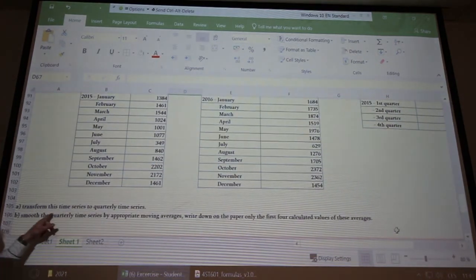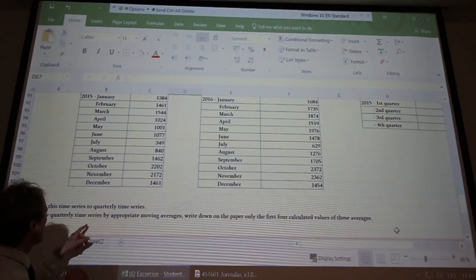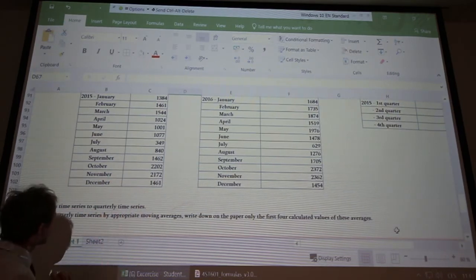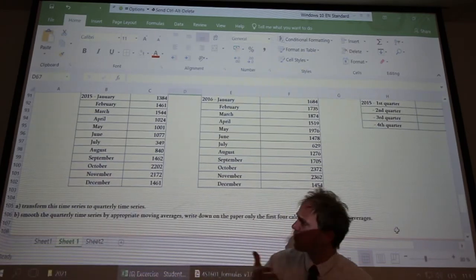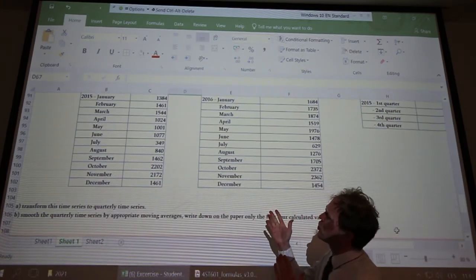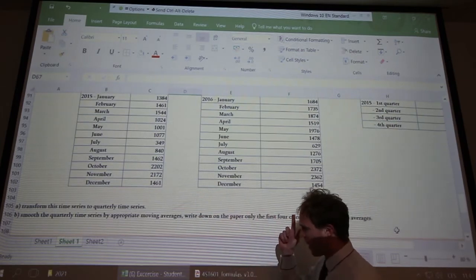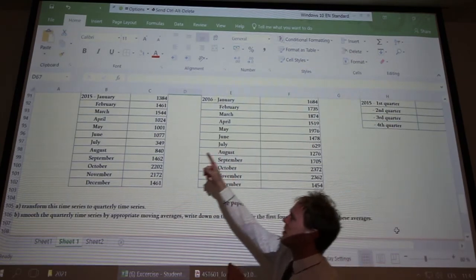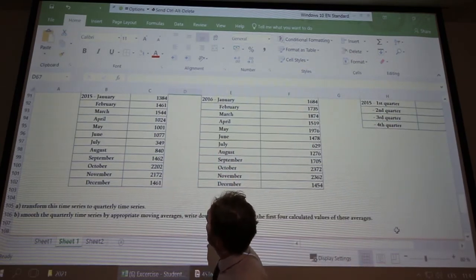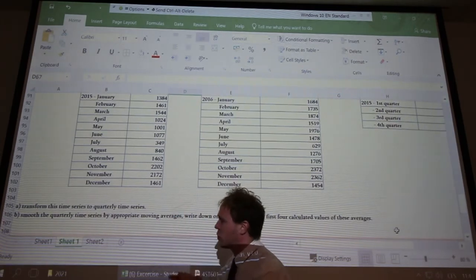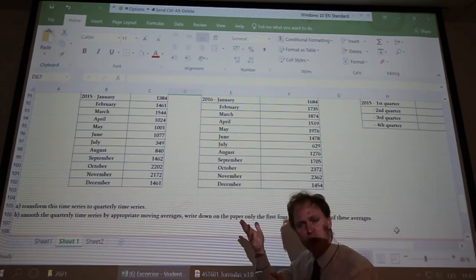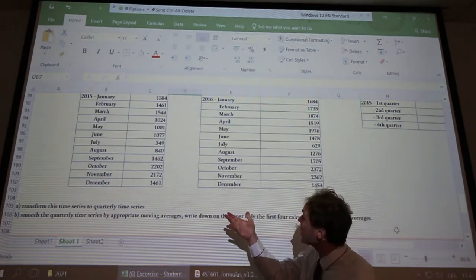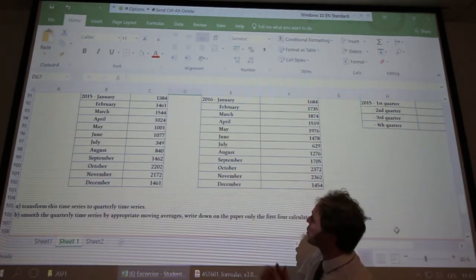What's written here: transform this monthly time series to a quarterly time series. So we will transform monthly published data to quarterly data, and we know that our observed variable, net migration, is measured in which units? In people. We have people here.